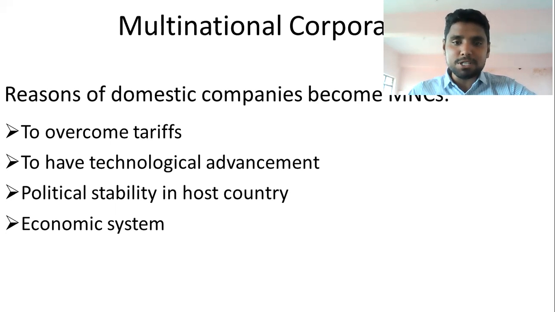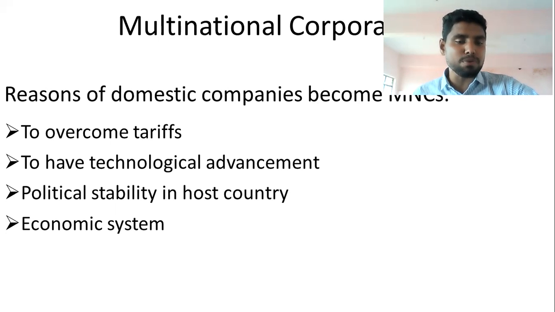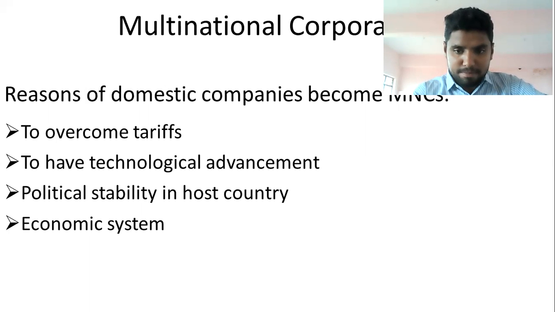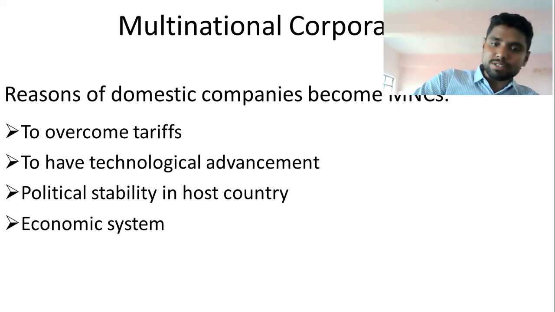To avoid those particular tariffs, you decide to go to other countries or to become an MNC. One of the reasons for a domestic company to become an MNC is that they face lots and lots of problems when they export products to earn some profit. If an American company exports some product to India, India has all the rights to put as many duties or taxes as it wants, within the international rules and regulations, to protect our country and our domestic business.